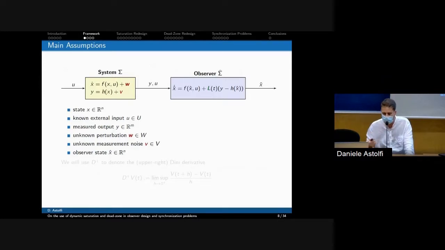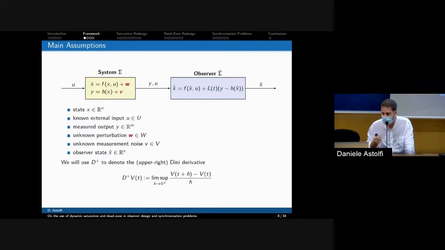We consider a plant dynamics. W is some extra perturbation that may affect the dynamics that we don't know. V is the measurement noise, and we consider, for sake of simplicity, observer designs which are made of a copy of the plant plus an output injection term, where L is the output injection gain, which is possibly time varying.